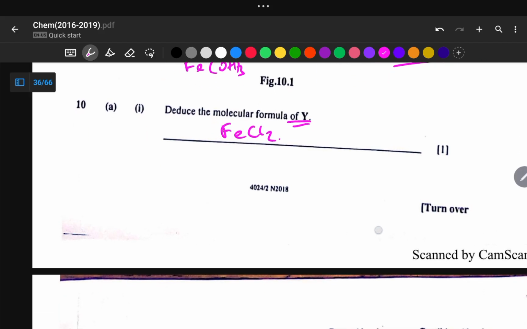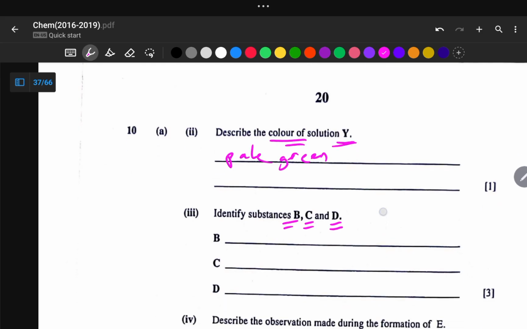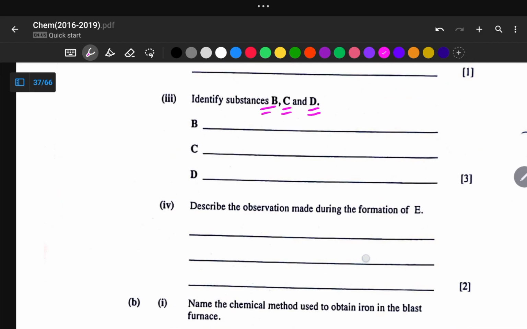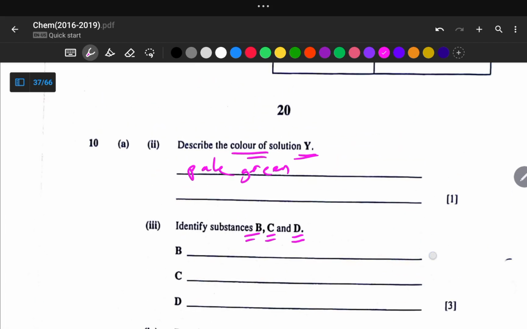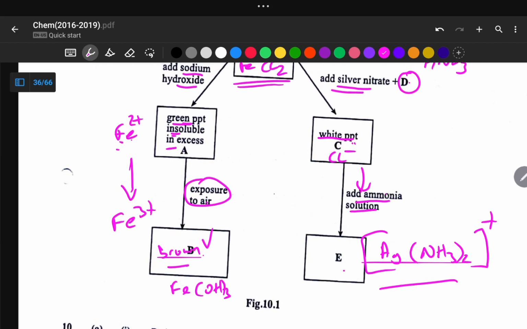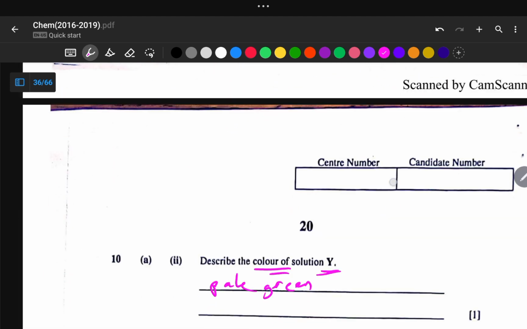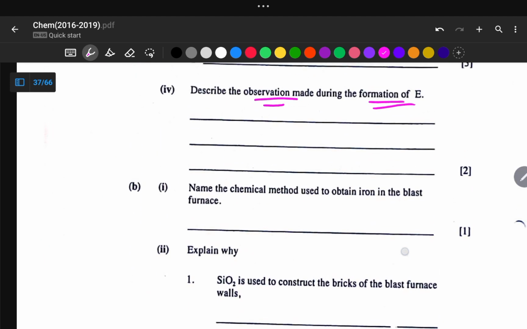And then we can now go to the next part. So the next part says describe the observations made during the formation of E. So which one is our E? So the white precipitate will dissolve in ammonia to form silver diamine, right? And then name the chemical method used to obtain iron in the blast furnace, right? So we are going to have the reduction method using carbon, right? So it is called the carbon reduction procedure.